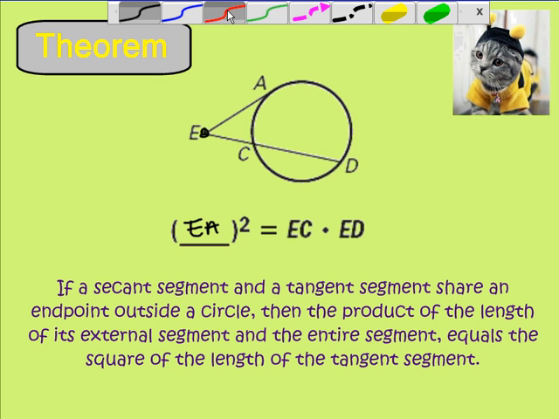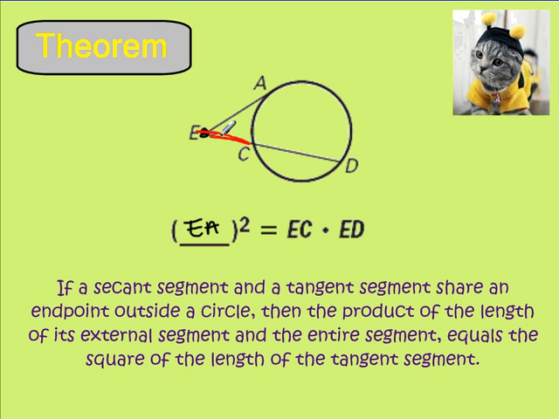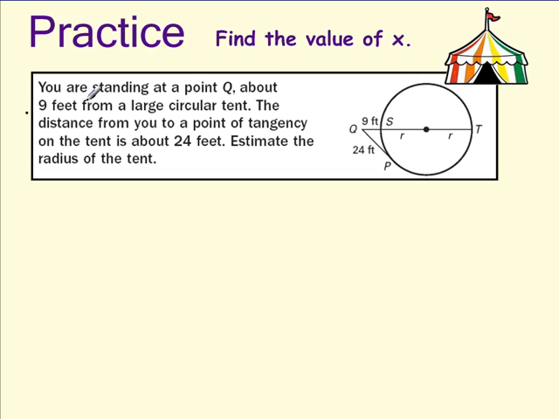And this is similar to the last one if you think about it as the external times the whole and the external times the whole. Now the whole segment happens to be the same thing as the external segment, which is where we get this EA squared from. Let's try an example. This says you're standing at point Q about 9 feet from a large circular tent. The distance from you to a point of tangency is about 24 feet. Estimate the radius of the tent.